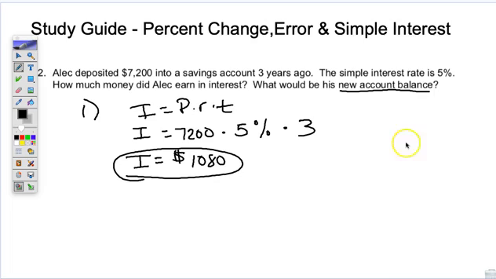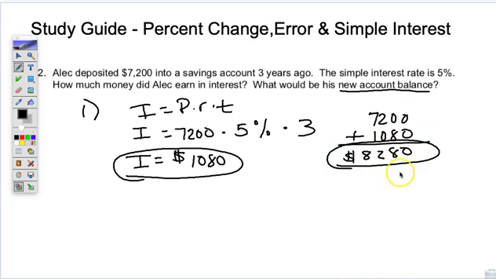Now that's the first part of the question. Notice that the second part says what is his account balance. So he started with $7,200. He earned an interest of $1,080. You just need to simply add those two numbers together, and it looks like his account balance will be $8,280 after 3 years.